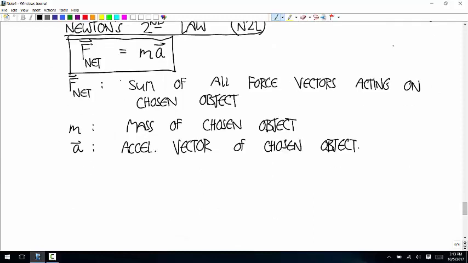And notice that in all of these expressions, I keep talking about the chosen object. It's going to be a key thing in using Newton's second law that we're very clear to ourselves about what our chosen object is and where the boundaries of that chosen object are. And a lot of the approaches that we're going to use with Newton's second law are based in trying to be really clear about what the boundary is of our isolated object.